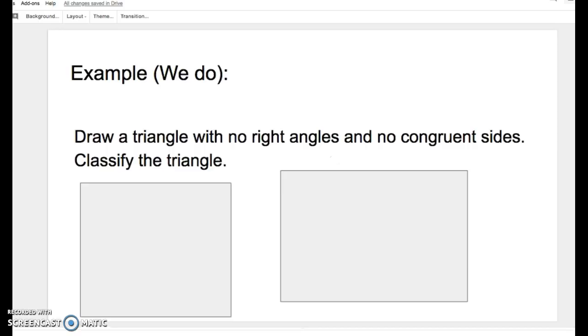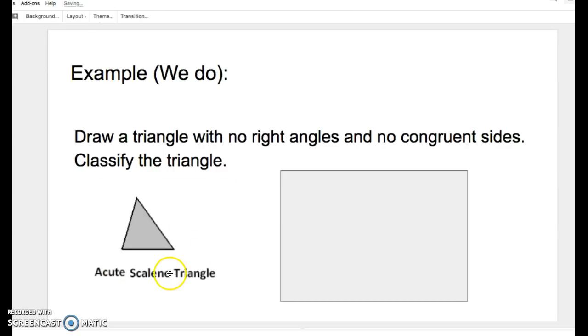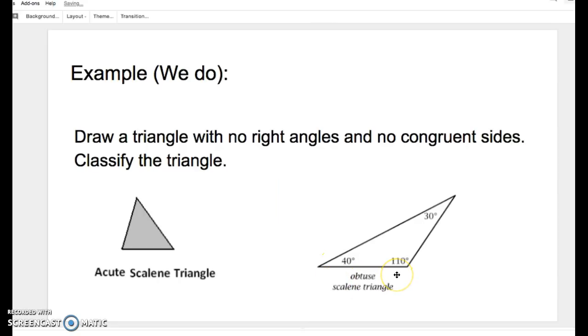Draw a triangle with no right angles and no congruent sides and then classify it. This one's a little bit different because it doesn't really specify. So you very well could have an acute scalene, with 3 different side lengths and all acute angles. You could also have an obtuse scalene with 3 different angle measurements, one of them being obtuse, and all 3 different sides. So it kind of depends on how you looked at this. Either way would be acceptable, but I would make sure that both are written in your notes.